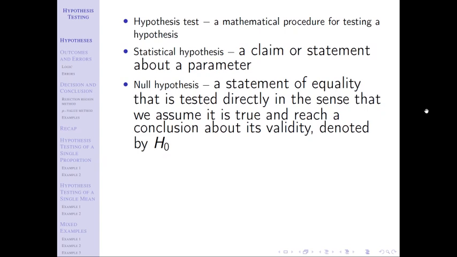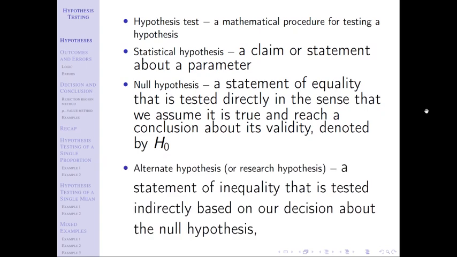And then the alternative is a statement of inequality. So highlight or circle the inequality part. There will be no form of an equal in the alternative. It will be a not equal sign, it will be a greater than, or it will be a less than. It will not have any form of an equal in the alternative hypothesis, and it is tested indirectly in that we reach our conclusion about it based off what the null is. Okay, so we are going to determine what we think about the null, and then the answer to what we think about the alternative is just based off of what happened with the null.